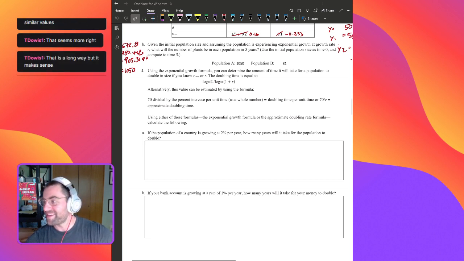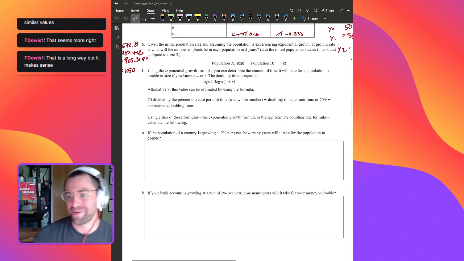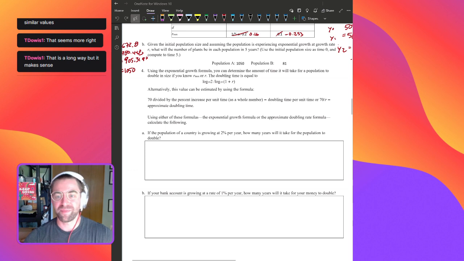So using the exponential growth formula, you can determine the amount of time it will take for a population to double in size if you know what r max or r is. The doubling time is equal to log base 10 of 2 over log base 10 of 1 plus r.